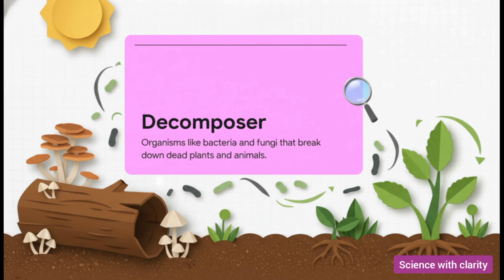By breaking down all this organic matter, decomposers return vital nutrients directly back into the soil. And guess who needs those nutrients? The producers. The green plants use those exact nutrients to grow, capturing the sun's energy and completely closing the loop so the entire cycle can start all over again.